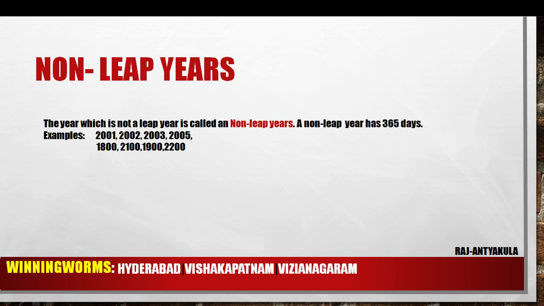Non-leap years, the year which is not a leap year is called non-leap year. A non-leap year has 365 days. Examples for non-leap years: 2001, 2002, 2003, 2005, 1800, 2100, 1900, 2200, which are not leap years, we call them non-leap years.